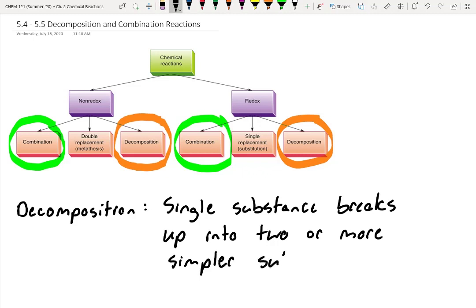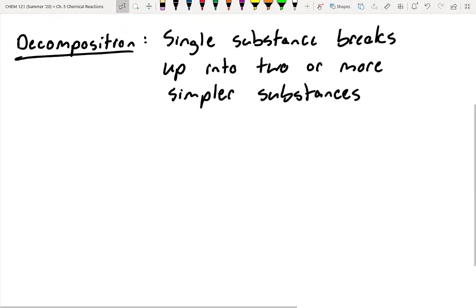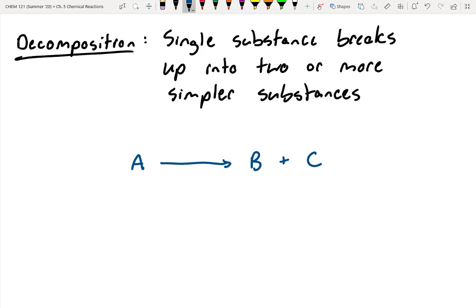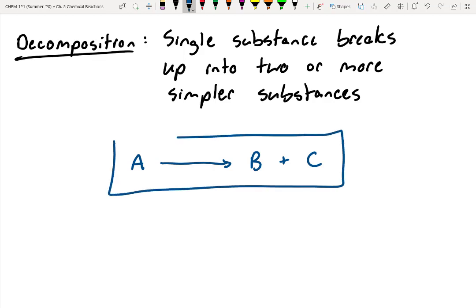Simpler substances. There we go. Sorry, it takes me a little bit to write these down sometimes. And I think it's pretty easy to represent a decomposition reaction just symbolically. So we're going to start out with one thing. I'm just going to make this reactant A. And reactant A is going to decompose into two simple things. It could be more than two, but in this case, I'll just do two. And I'll say it's going to break up into two new things. I'll call those B and C. All right, so this would be an example of a decomposition reaction.